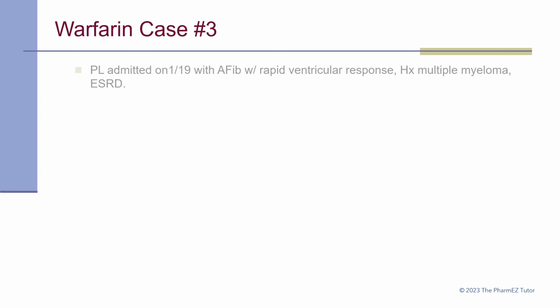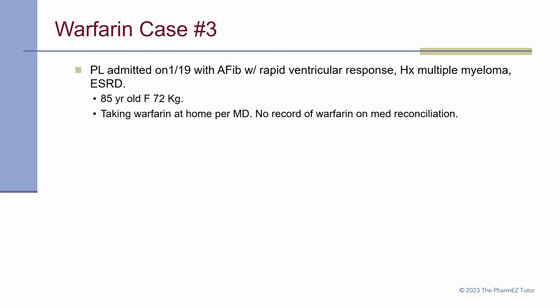Case number 3. PL is admitted on January 19th with AFib with rapid ventricular response, a history of multiple myeloma, and end-stage renal disease. She's an 85-year-old female, 72 kilograms. She's been taking warfarin at home per her physician, but no record of warfarin was given on med reconciliation. She's on warfarin for AFib prophylaxis with an INR goal of 2 to 3. And Levaquin was started on January 22nd, which was a few days into her hospitalization.